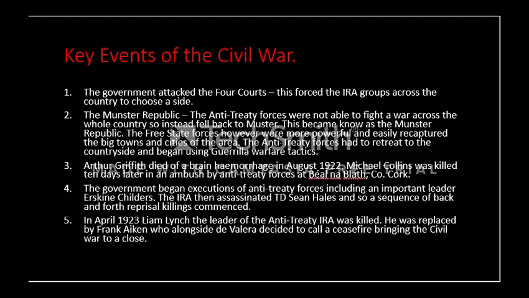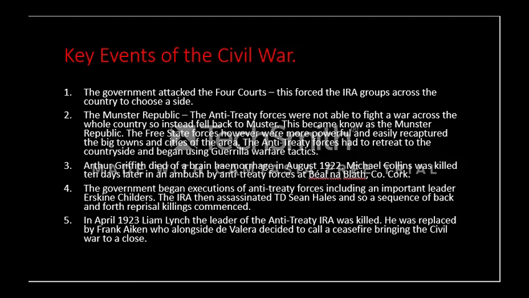In retaliation, the IRA assassinated TD Sean Hales, and then because of that, the Free State government came back and executed more people, led to more assassinations, and it became a back and forth of reprisal killings. Okay, so you kill one of ours, we kill one of yours, etc. This goes on up until April 1923.